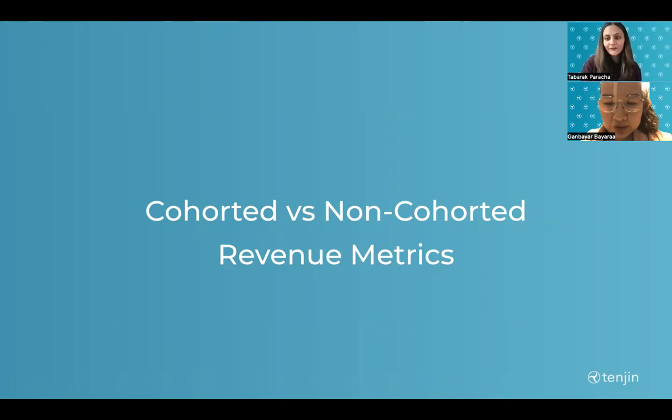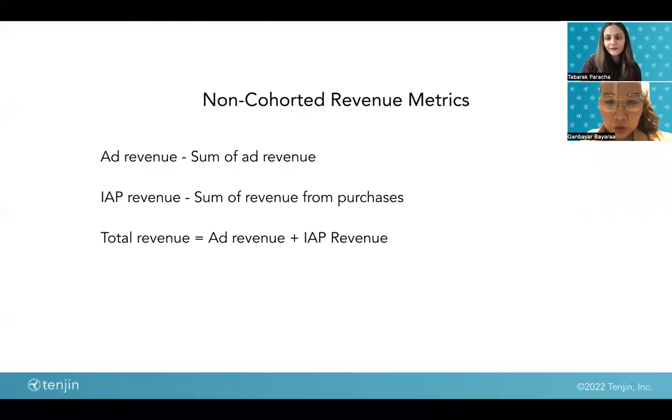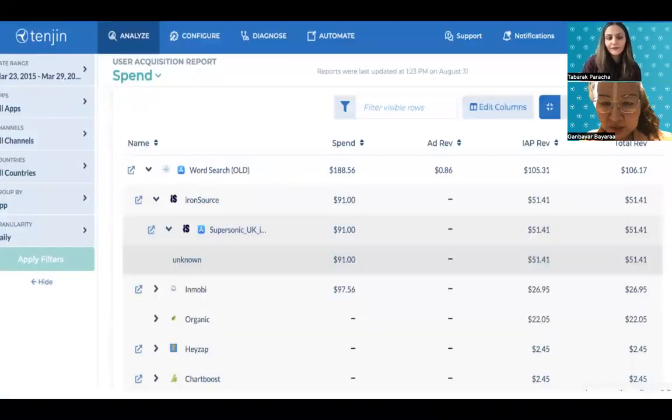Yeah, so this is a common question that we receive. Non-cohorted metrics, especially non-cohorted revenue metrics, come in three kinds: ad revenue, IAP revenue, and total revenue. Ad revenue is what you make from showing ads. IAP revenue is in-app purchases, and the total revenue is the sum of ad revenue plus IAP revenue. So you can see on our dashboard, here is ad revenue, and then IAP revenue and total revenue. And like I said, total revenue is the sum of these two.